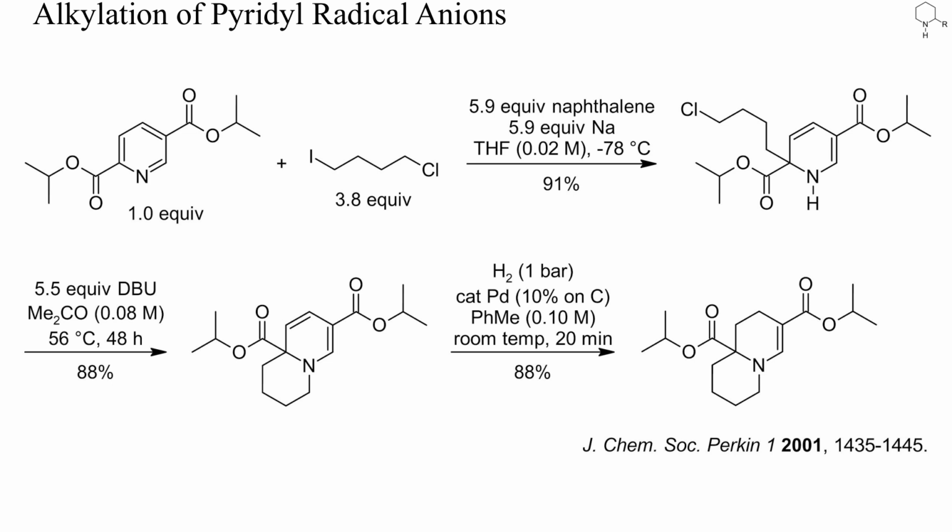In this example, the starting pyridine was converted into a radical anion with sodium naphthalenide and then alkylated with an alkyl iodide. After a second alkylation at nitrogen, the resulting dihydropyridine was hydrogenated to an enamine. Reduction with borohydride would probably have yielded an allylamine, as in some of the previous examples. Unfortunately, this chemistry only works well with acceptor-substituted pyridines.